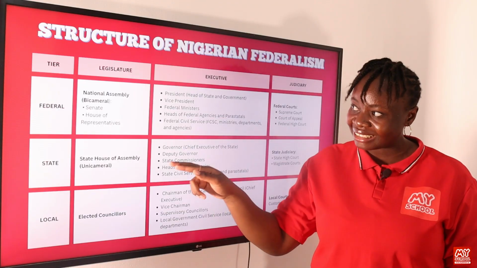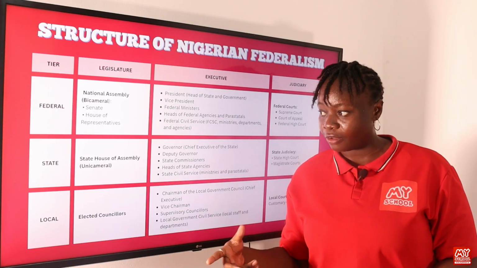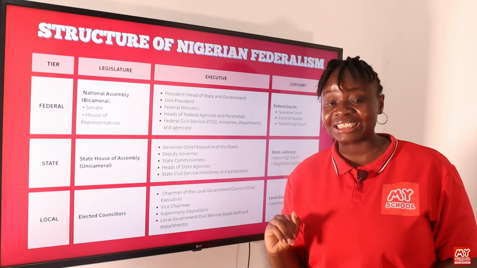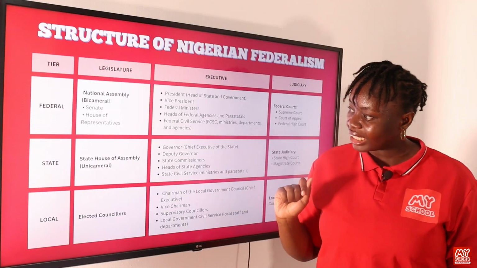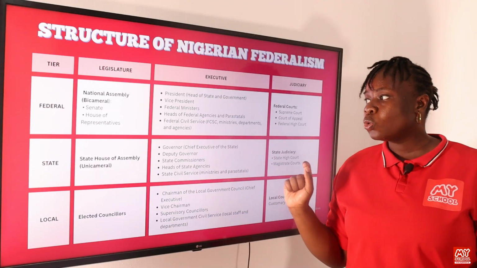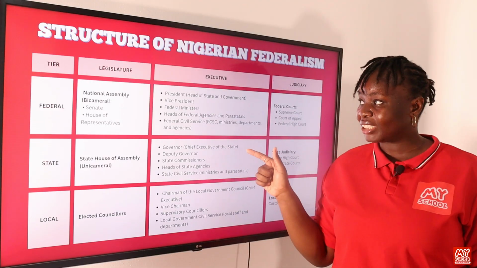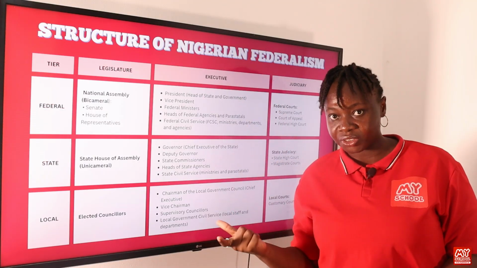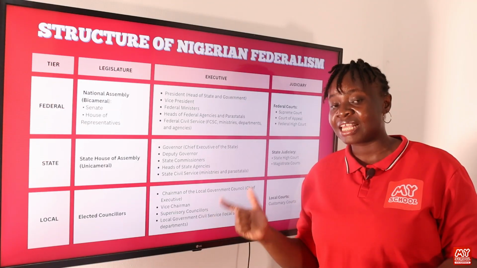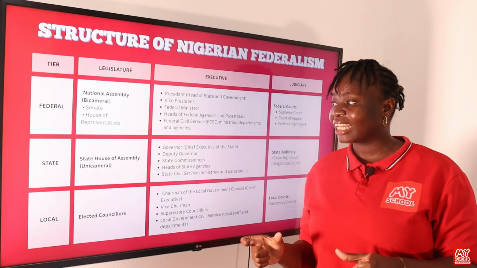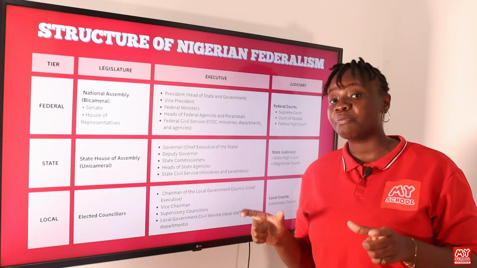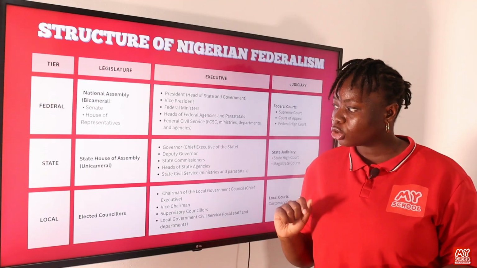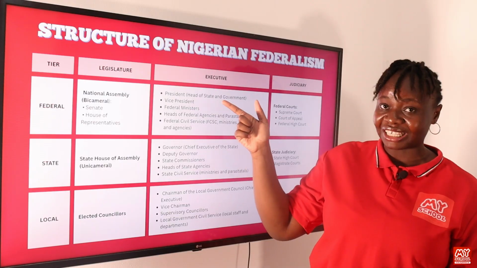This means that as it is at the federal level, so it is at the state level. So the state level has a unicameral system, just the State House of Assembly. But for the executive, you have the governor, who is a representation of the president at the state level. He is the chief executive officer, the head of state and the government at the state level. This means that he is allowed to make and implement policies for the state, for his own jurisdiction. Then we also have the deputy governor, just like the vice president.